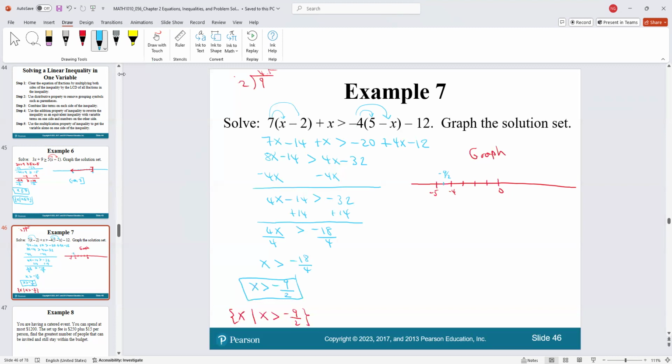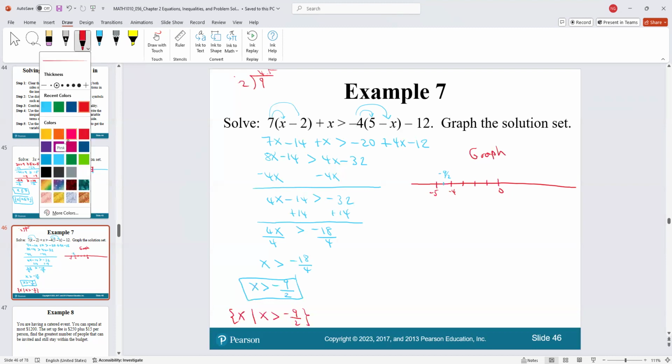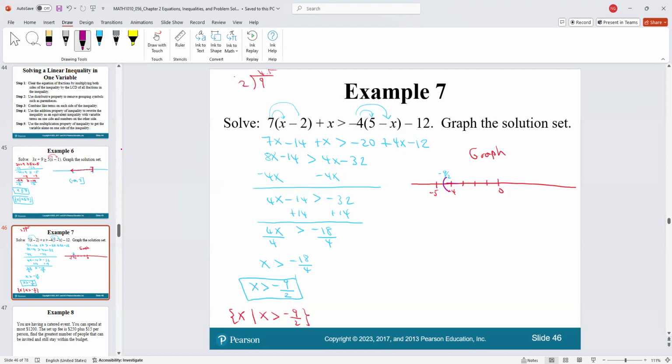Now we know x must be greater than negative 9 over 2. That means we're going to go with a parenthesis, from left to right. I put it so you can see it. Now, in interval notation, it's going to be negative 9 over 2 to infinity.